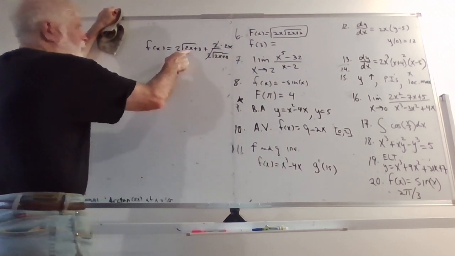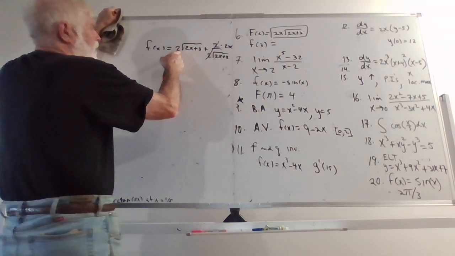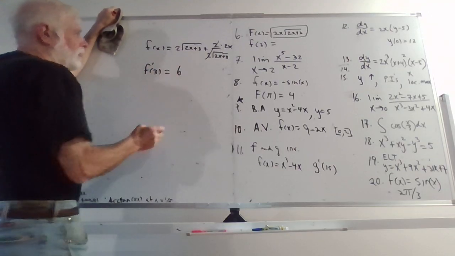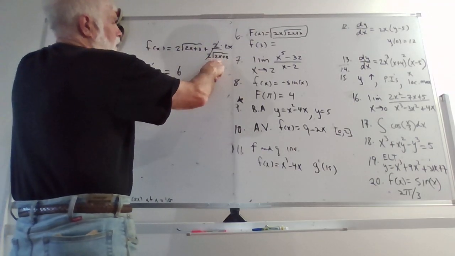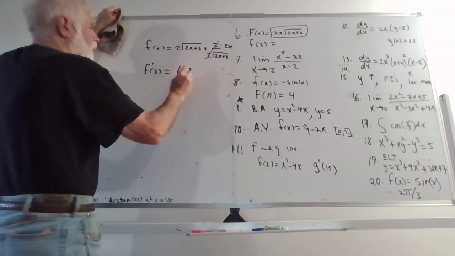All right, so we'll cancel these 2's. We'll drop in a 3. So that's the square root of 9, which is 3, times 2 is 6. So we're doing f prime of 3 right now. We're just dropping it in. And here we get 3, 6 divided by 3 is 2. So I'm getting 12.